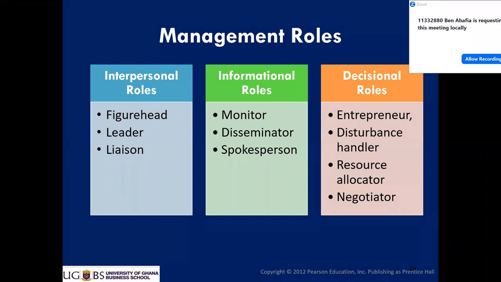So managers disseminate. They are also the spokespersons of the organization. I've been advising you that if you work in an organization, when something happens in the organization, you are not expected to go and do public speeches. Don't say, yes, I was there. The fact that you were there doesn't mean you should talk about what happened, because you don't have that role.